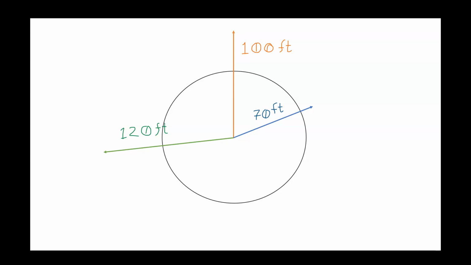Aaron goes first. He throws the football 100 feet straight north. After him is Benjamin. Benjamin throws the ball off to the northeast 70 feet. You go third. You throw the ball to the west 120 feet. And finally is Christopher. Christopher throws the football southeast 85 feet.